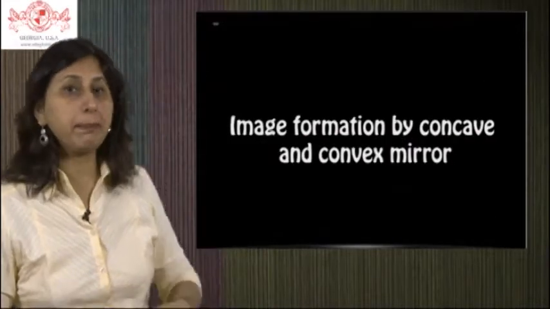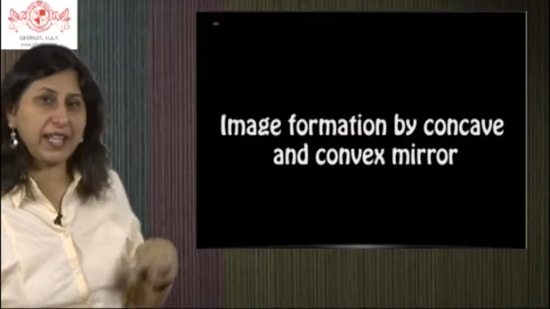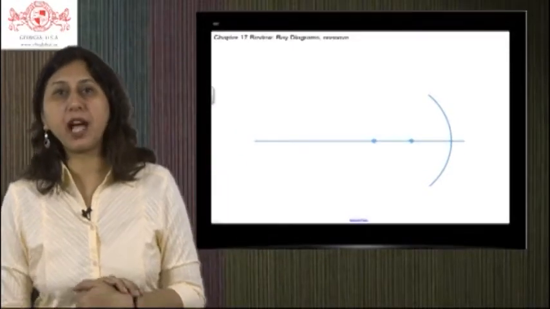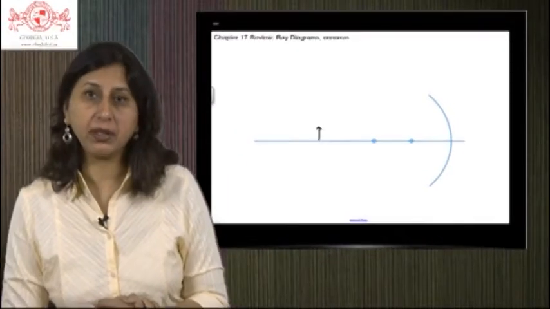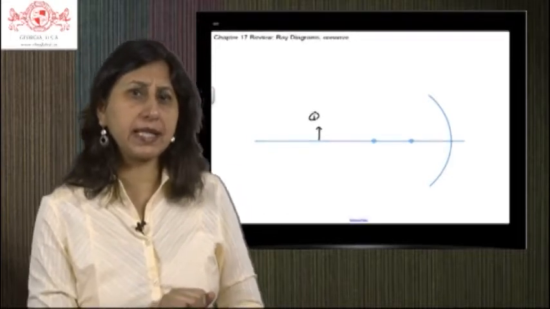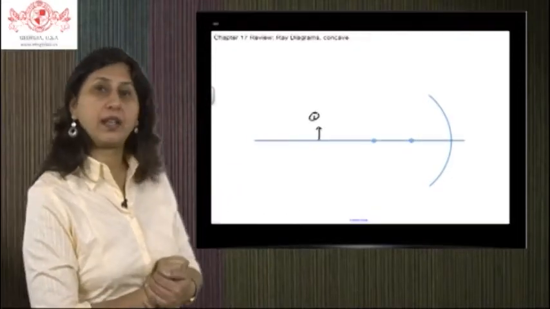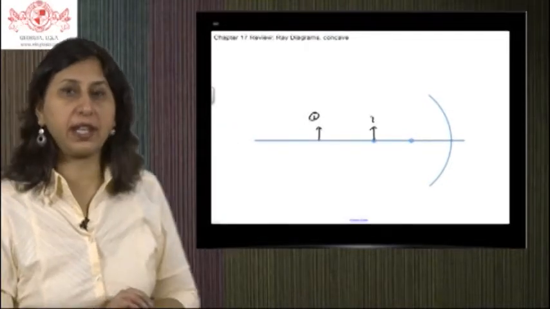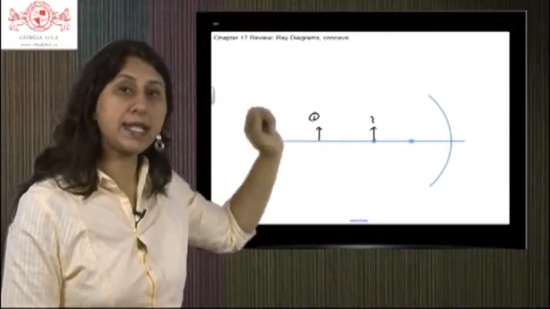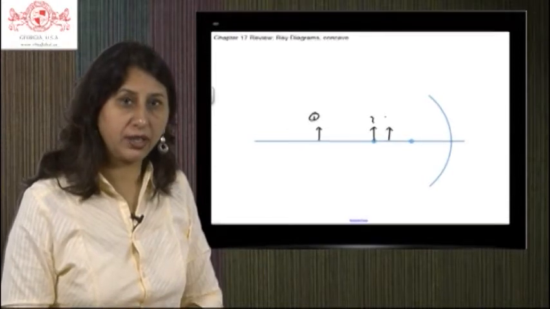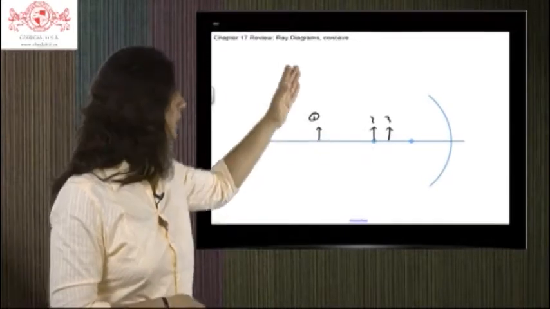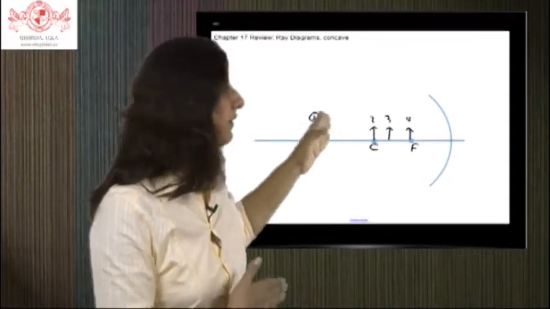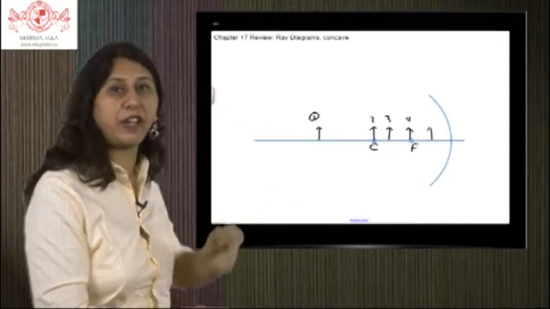Image formation by concave and convex mirror. Alright, now let us look at how images are formed by a concave mirror. What I am going to do is number these. This will be case 1, where an object is located there. Case 2 will be located on C, the center of curvature. Case 3 will be in between C and F. Case 4 will be on F, and case 5 will be inside of F.